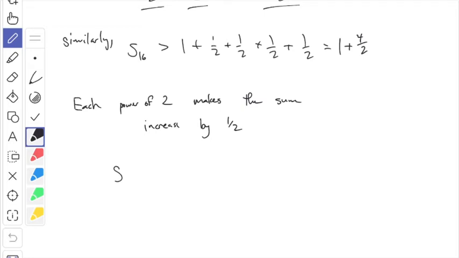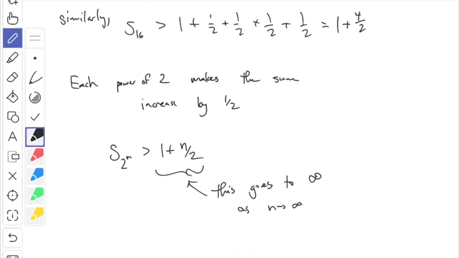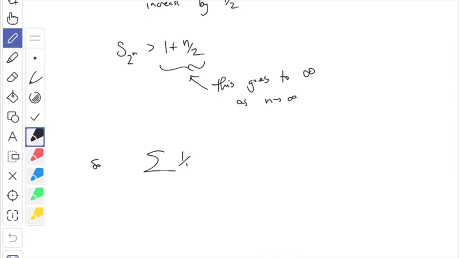In particular, we can say S of 2 to the power n is greater than 1 plus n over 2. This right here goes to infinity as n goes to infinity, all right? If I take the nth power of 2, that term is more than 1 plus n halves, and that part is going to go to infinity. All right, this is why the harmonic series goes to infinity. So, in conclusion, the sum from n equals 1 to infinity of 1 over n actually equals infinity. It does not converge. It diverges.